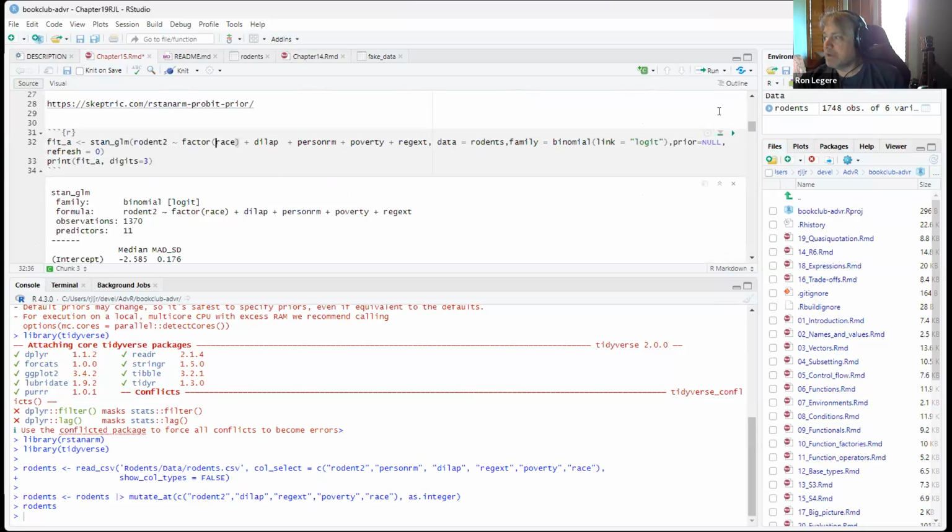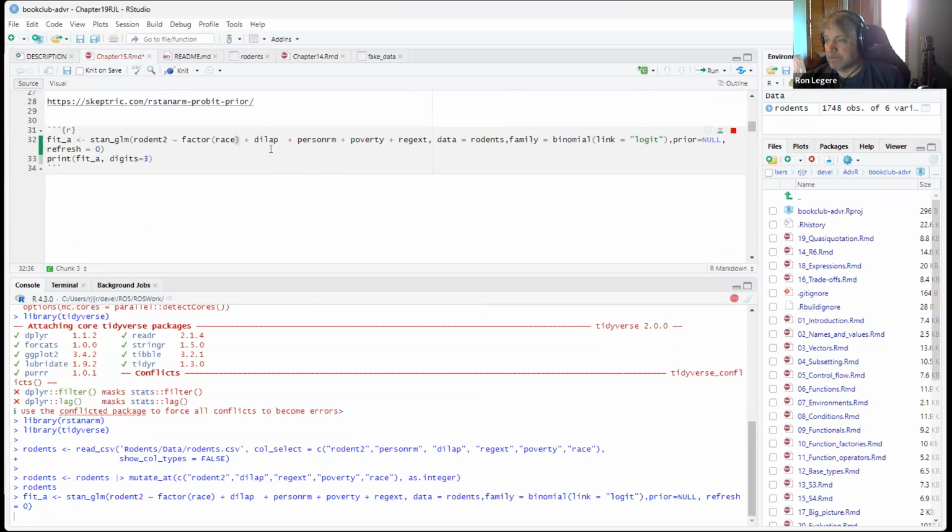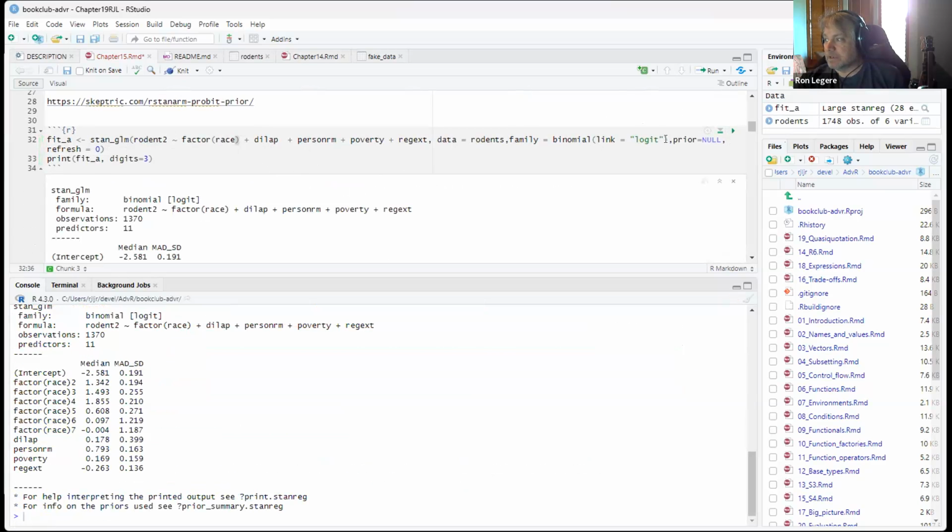So the standard logic, I guess I can run this. It won't take very long. Hopefully it works now, just using link equals logic prior. Now, okay, I put prior equal to null here to use a flat prior, and that's not because I'm trying to reproduce a maximum entropy fit.